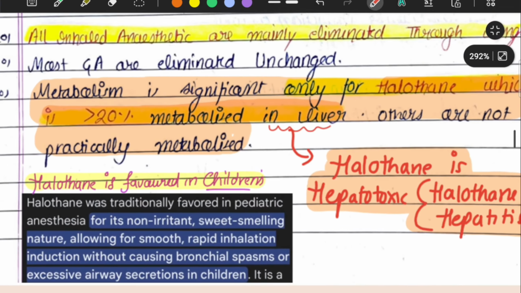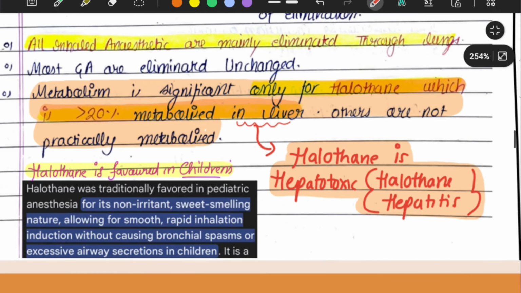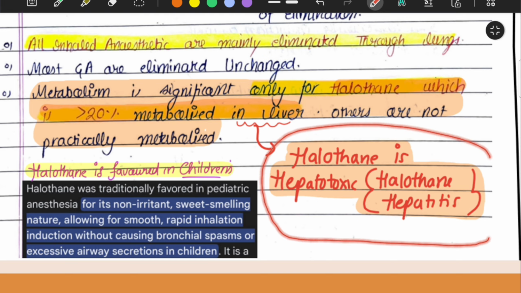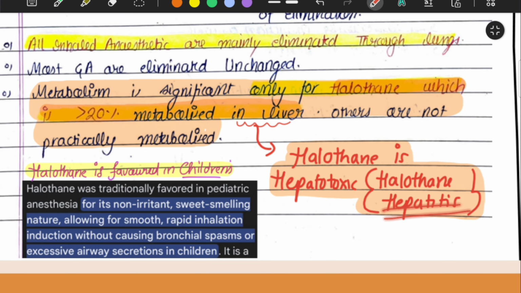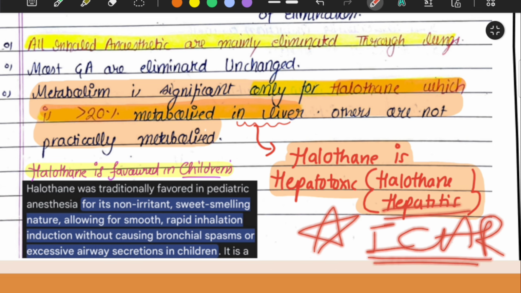Now, I will talk about the elimination of gaseous anesthetics. All inhaled anesthetics are mainly eliminated through the lungs, except one, which is halothane. Halothane is a gaseous anesthetic which is metabolized more than 20% in the liver. Remember, it is an important point. That's why halothane is hepatotoxic, which may lead to hepatitis. It is an objective point for the ICR examination and PG examination also.